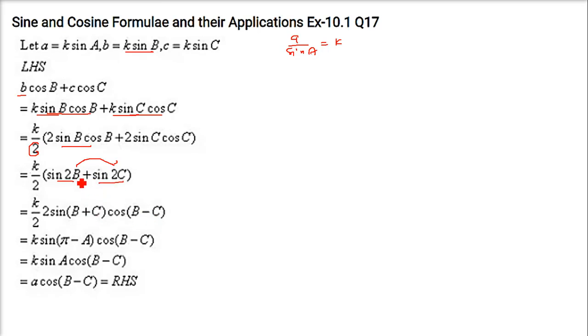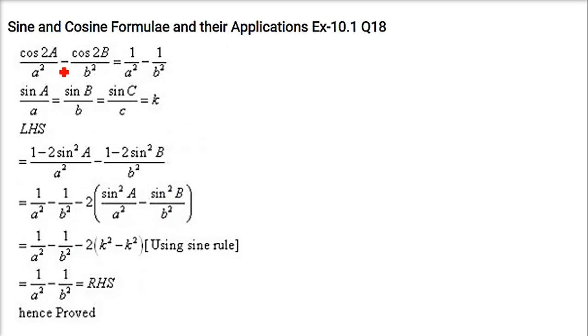This is the formula of sine X plus sine Y. So 2 sine B plus C cos B minus C. Then these two get cancelled. Now this B plus C can be written as pi minus A, because A plus B plus C is 180 degrees. So you can write pi minus A, and sine 180 minus theta, that is sine pi minus theta, is sine theta. So this is sine A, and cos B minus C remains here. Now this K sine A, as I told you, is what? It is A. So you can write A here. It will be A cos B minus C.